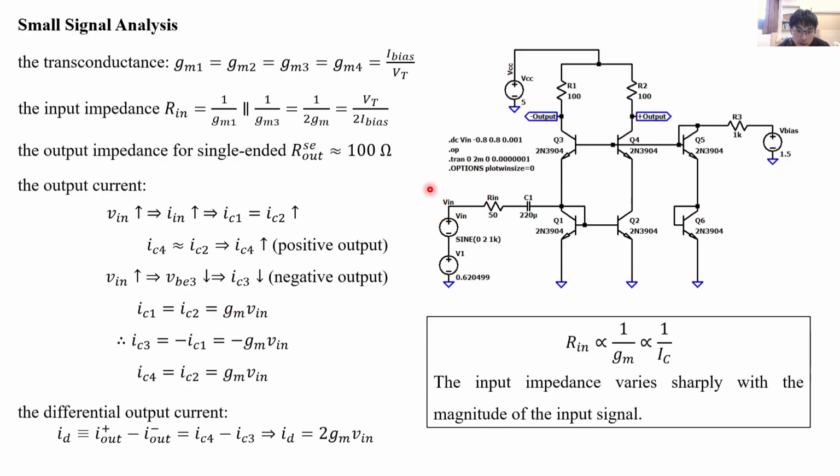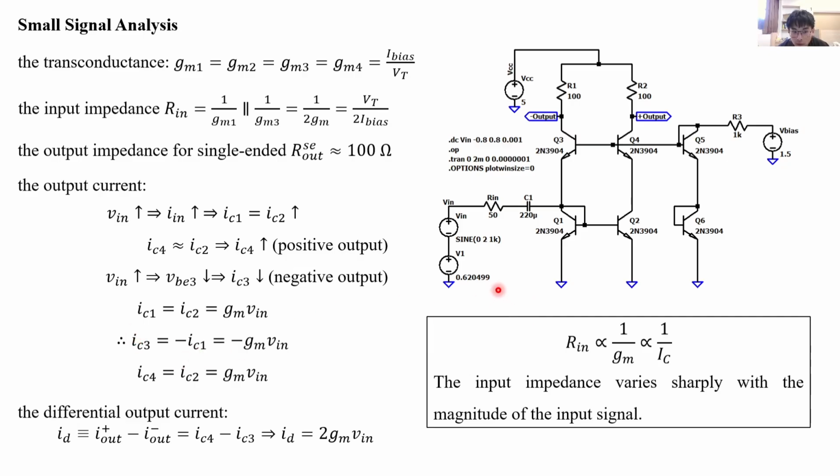If Vin rises, then the voltage between the base and the emitter of Q3 will decrease. Then the collector current of Q3 will decrease. So this end is the negative output.